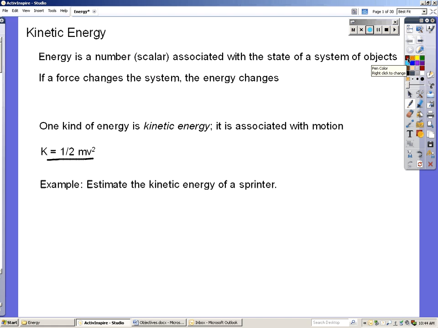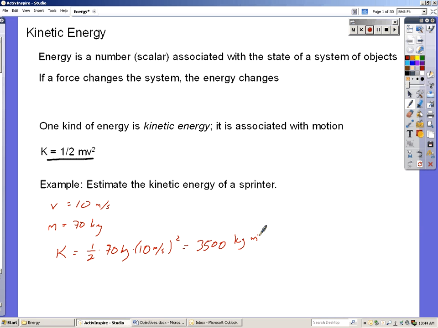So an example, estimate the kinetic energy of a sprinter. Well, someone who goes 100 meters in 10 seconds is moving at about 10 meters per second. And then a typical person's mass, let's say 70 kilograms. And then we calculate the kinetic energy, 1/2 times 70 kilograms times 10 meters per second squared. And we're going to get 3,500. The units are kilogram meters squared per second squared, which we call the joule.